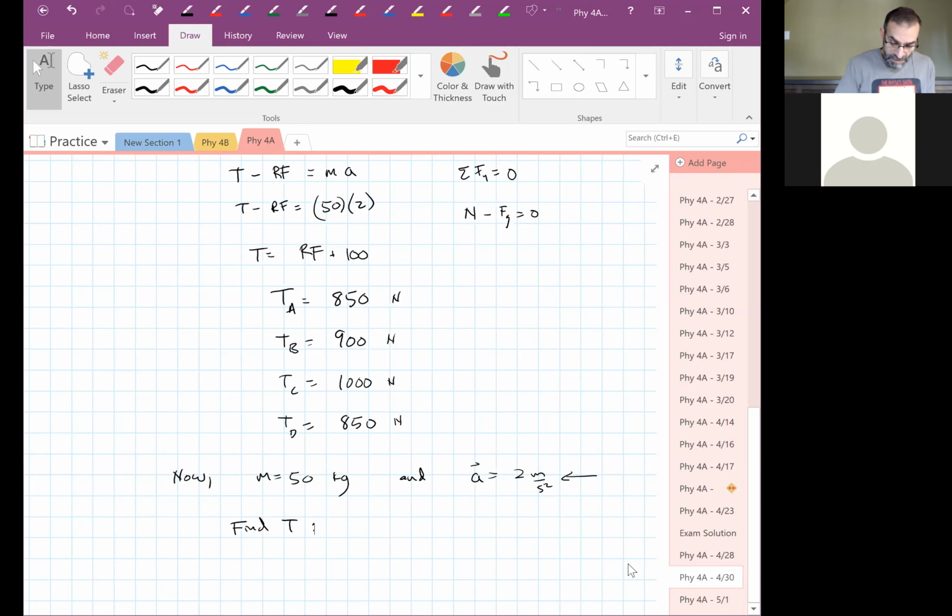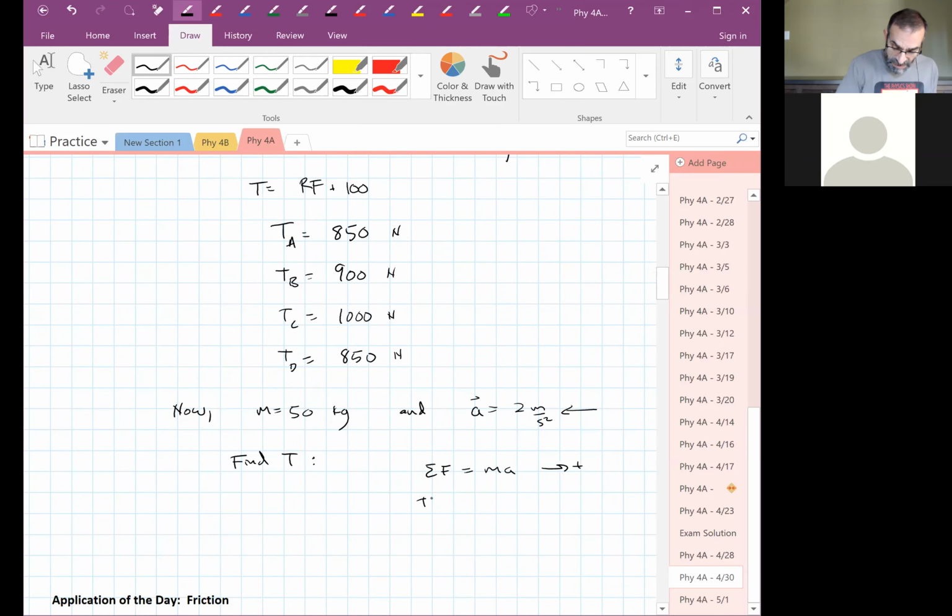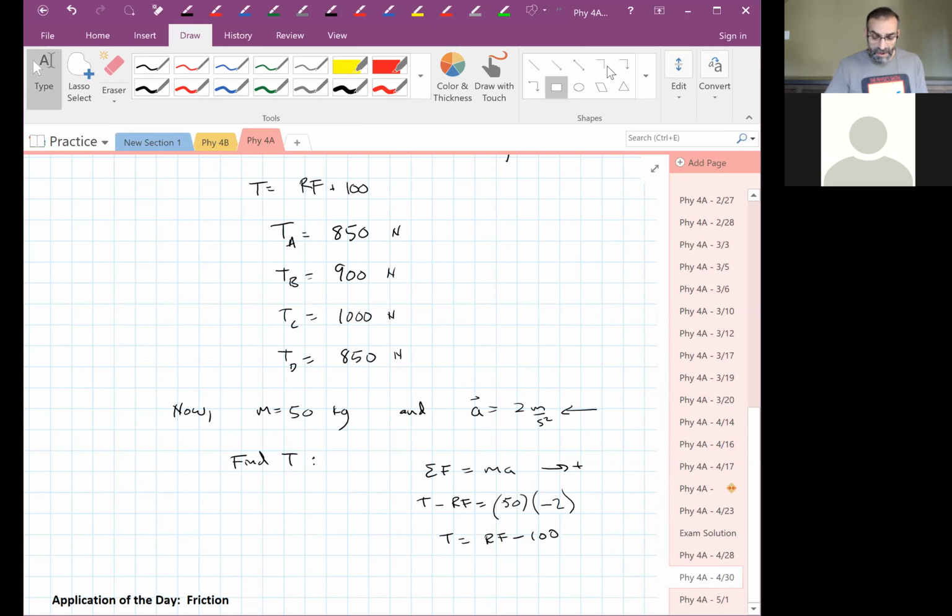So it's the same approach as last time. We say the sum of the forces has to equal MA. To the right is my positive direction. So I have tension minus resistive force is MA. M is 50. And what is A this time? It's 2, but it's in the negative direction. Don't forget that negative sign. So the tension is equal to the resistive force minus 100. So you can fill them all in.